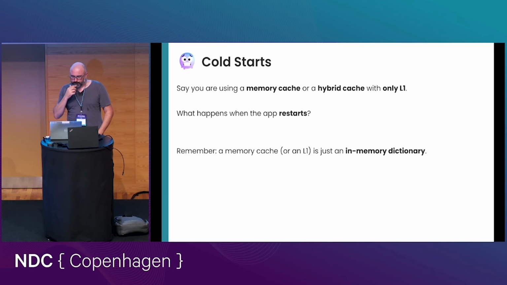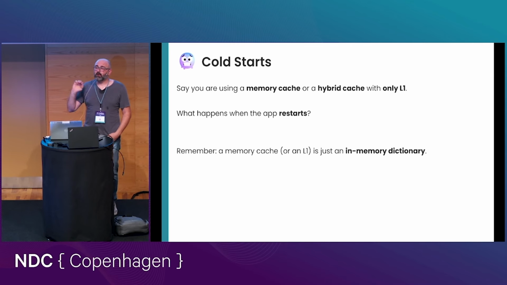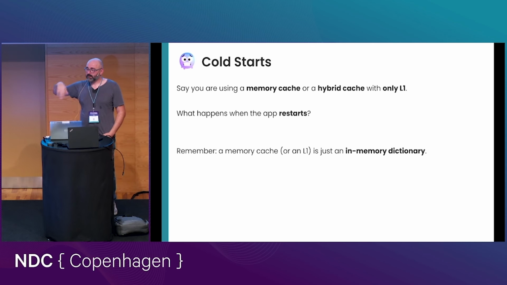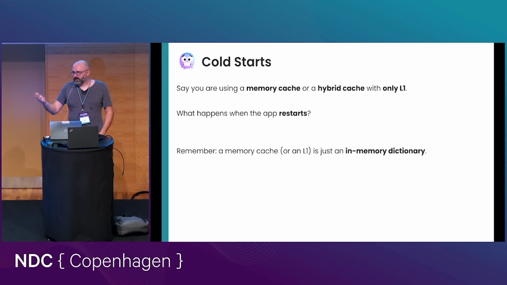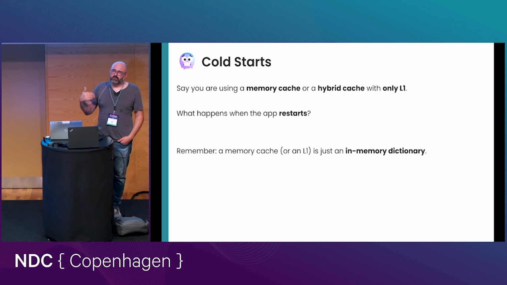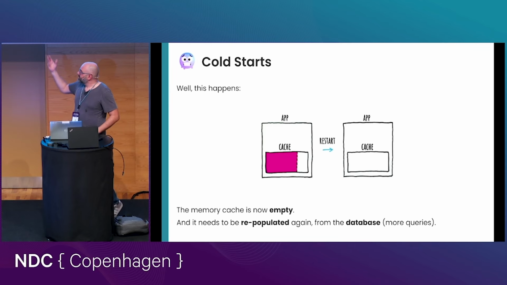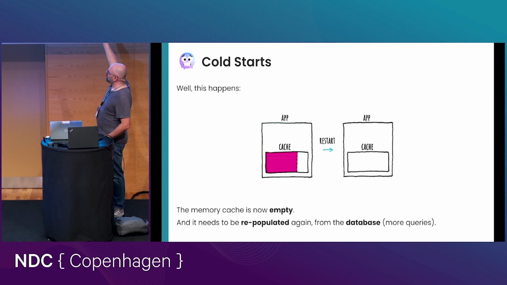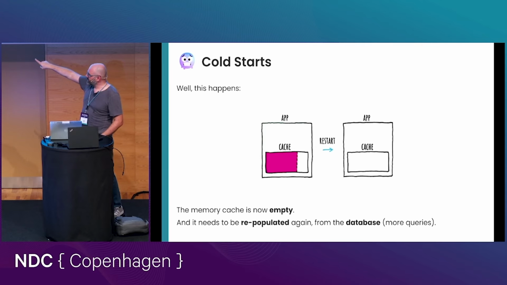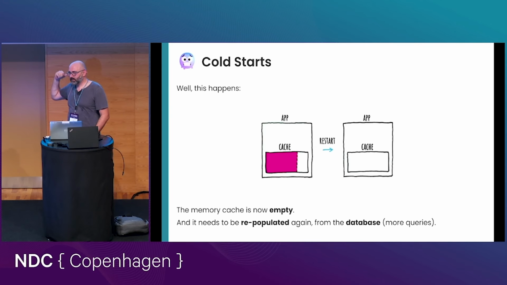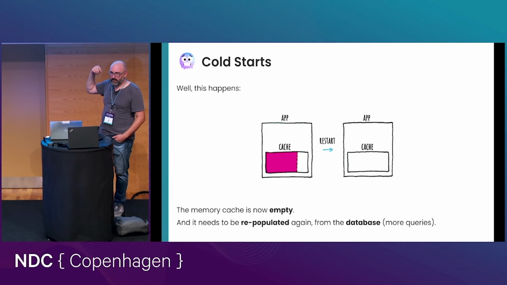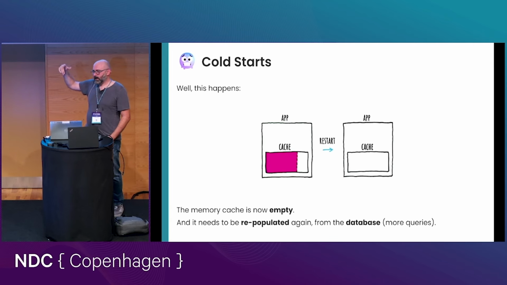So cold starts. If you're using a normal memory cache, or even a hybrid cache, but only with L1, the memory level, that is basically a dictionary, as we saw. So what happens during restarts? Well, if the application restarts, the cache becomes empty. It's a dictionary. And so this happens. The app restarts, and the cache is now empty, meaning the cache now needs to be repopulated again from the database, meaning more queries to the database. Multiply this for a lot of nodes, and it's a problem.